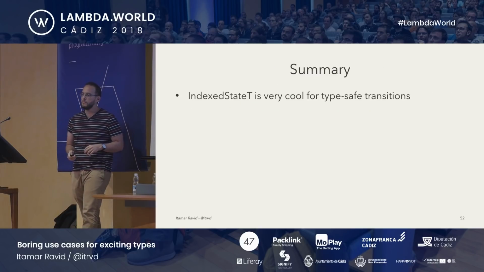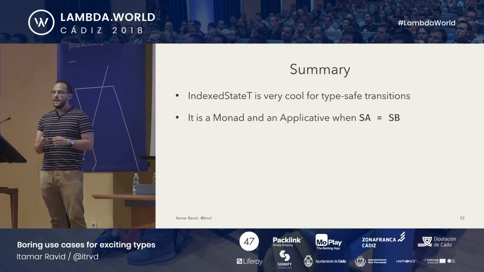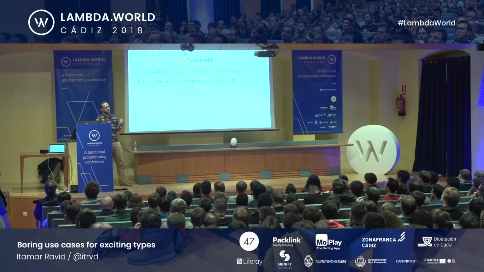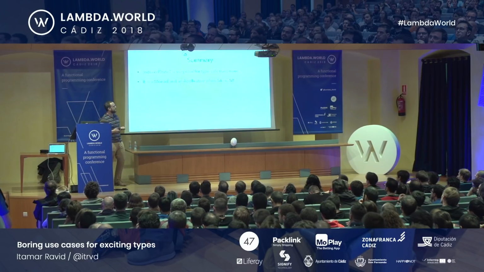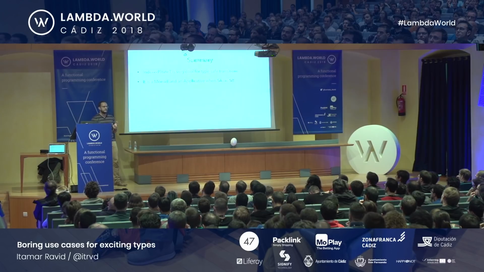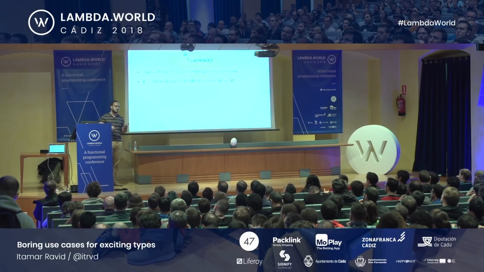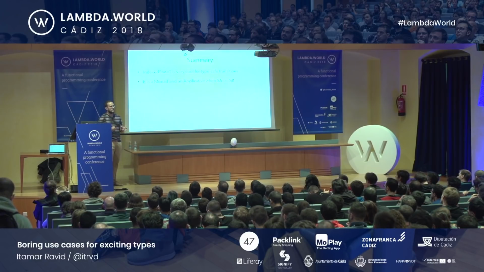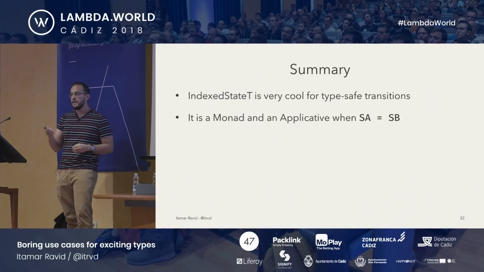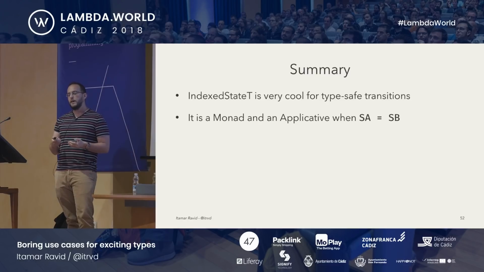So to summarize, IndexedStateT is very cool for type-safe transitions. We've sort of glossed over it because we've used it in for comprehensions, but it is a monad and an applicative when the input type is equal to the output type. We can still use indexed states with different types in for comprehensions because Scala only relies on the presence of the flatMap function. It doesn't care about its shape. But it is a monad and an applicative when SA equals SB, and then you get the plain vanilla StateT.